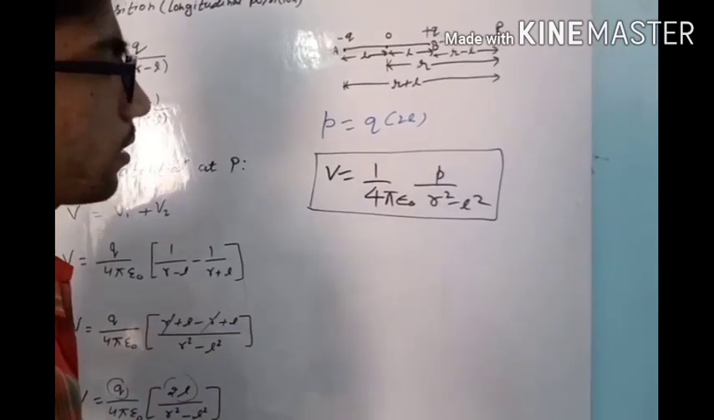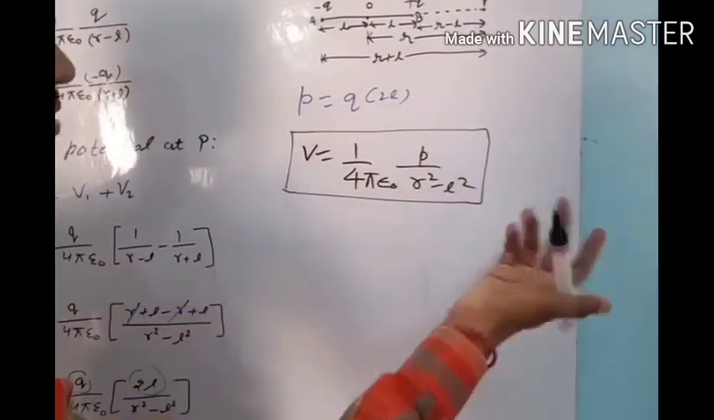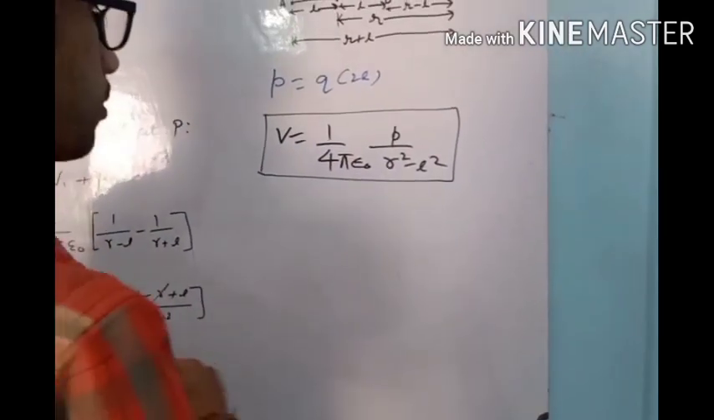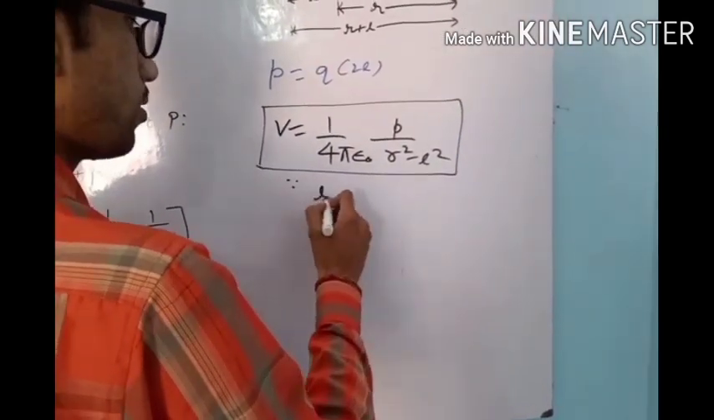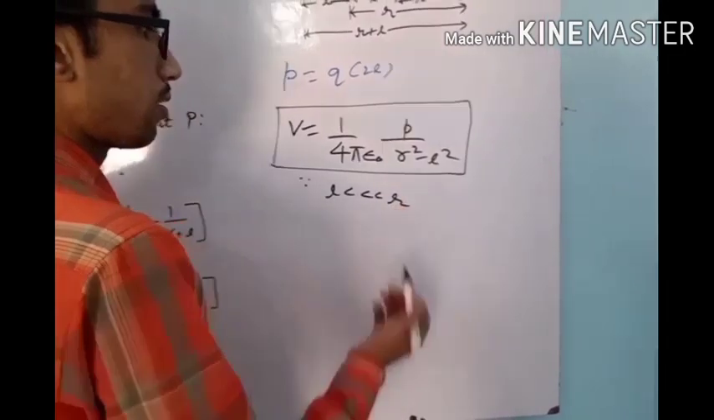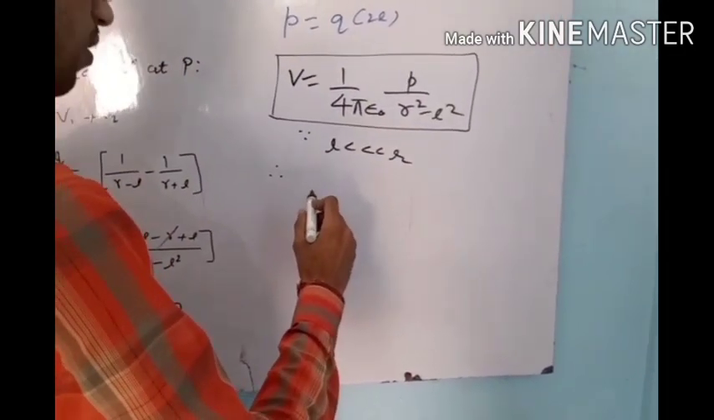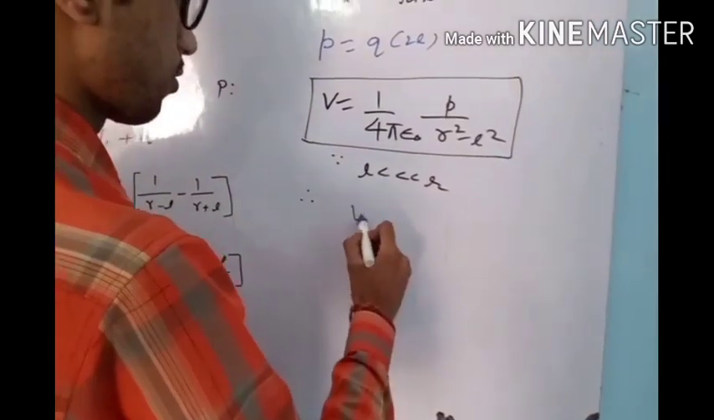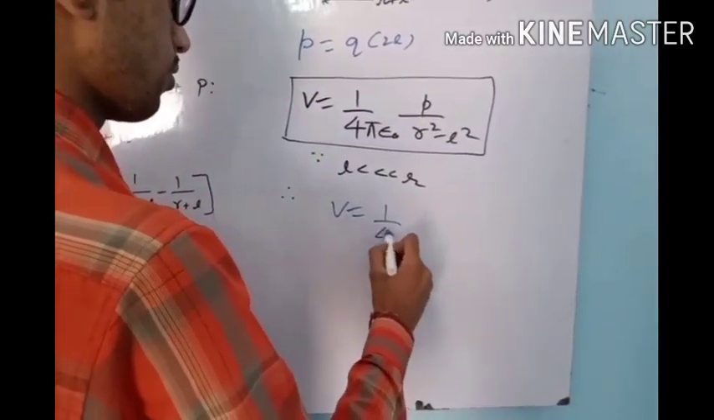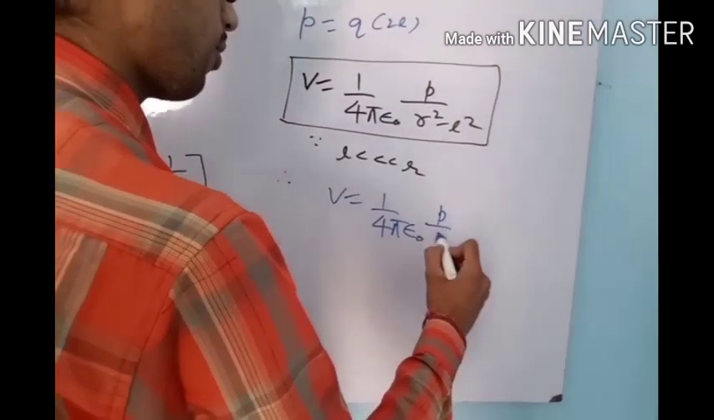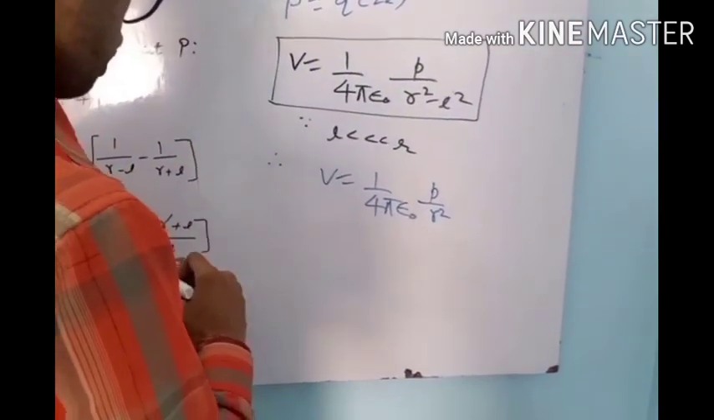In general the dipole length is very small, so you can use some approximation. Since L is very much less than R, you can evaluate this. Therefore V equal to 1 over 4 pi epsilon naught P over R square.